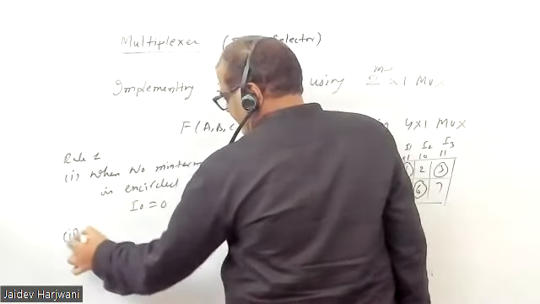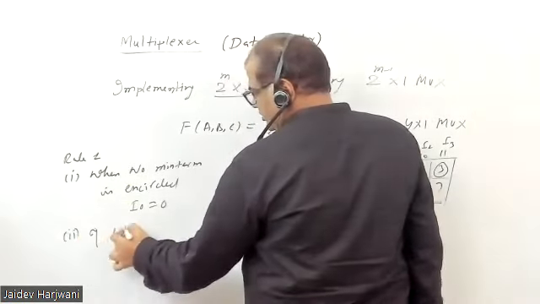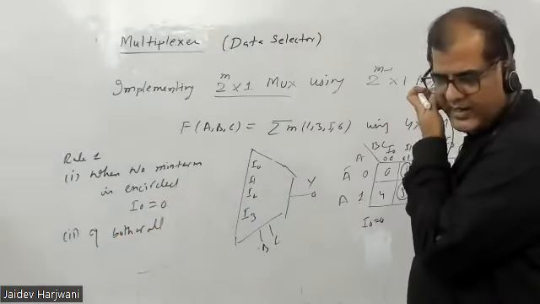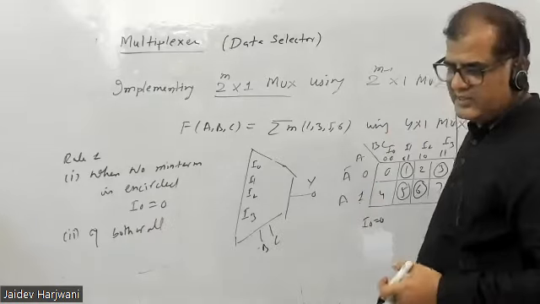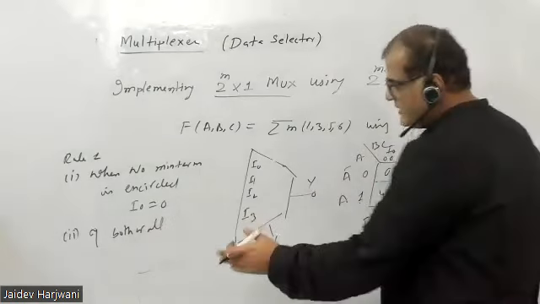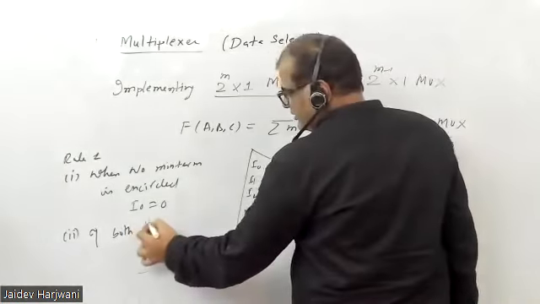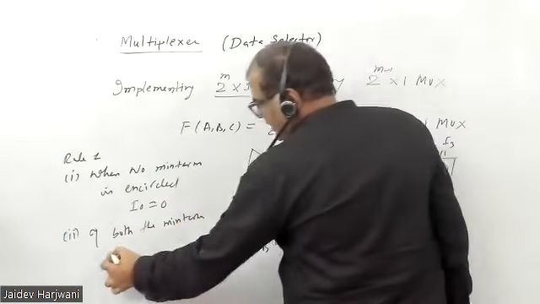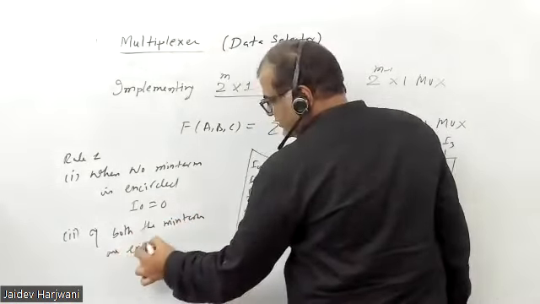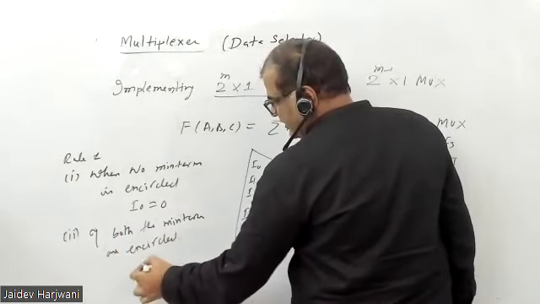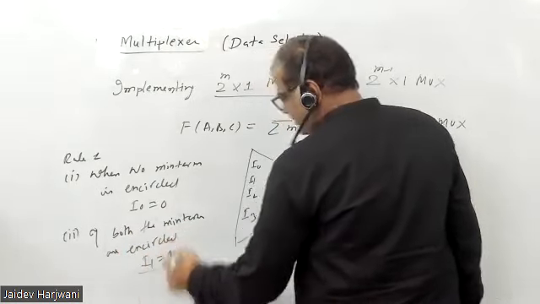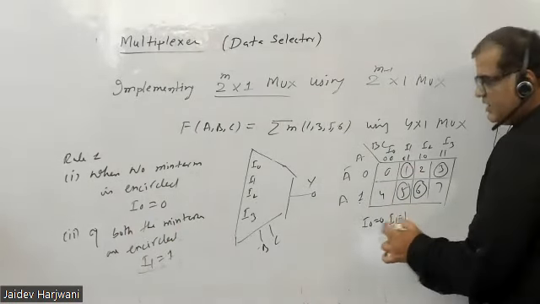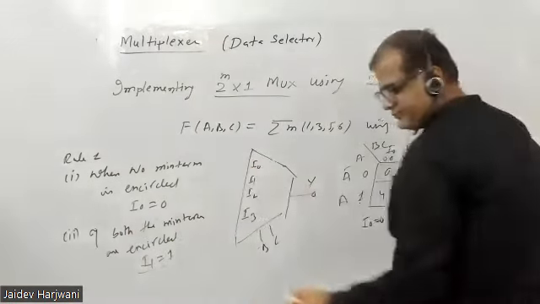Okay, second, if both or all, here there are only two, in bigger circles there can be more. So simply I'm writing if both the minterms are encircled, okay, then that term will go to 1. So this term will go to 1. So I1 becomes 1. You just need the value.